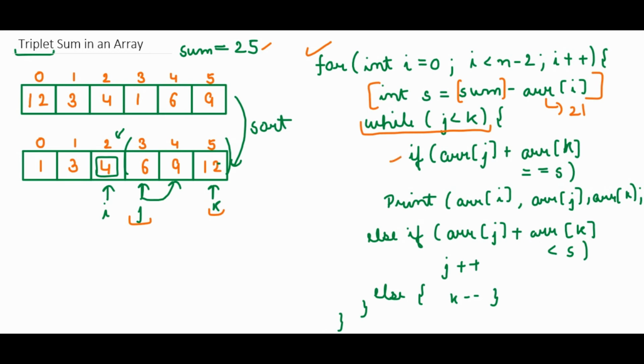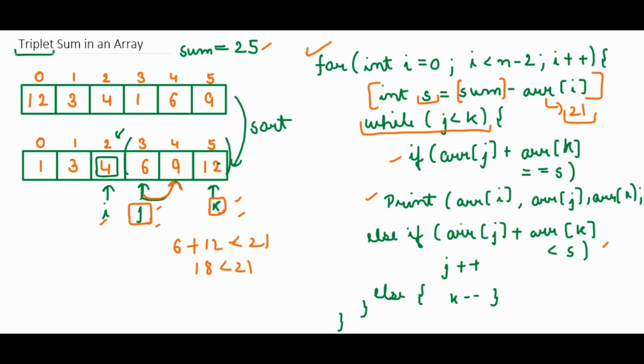Now we will see the if condition. If array of j plus array of k is equal to sum, that means we have got array of j, whatever it is pointing to, and whatever k is pointing to, their sum, if it is equal to 21, that means s that we have taken here. So we have to just print array of i, array of j, and array of k, right? Otherwise, if array of j plus array of k is less than s, here we can see 6 plus 12 is less than 21 because it is 18, right? So what we have done, we have increased our j. It is pointing to 9 now, right?